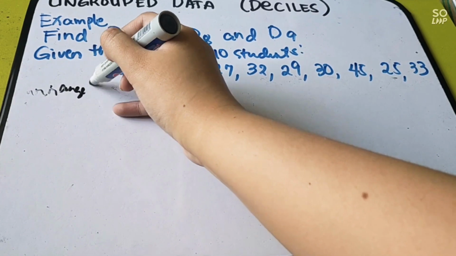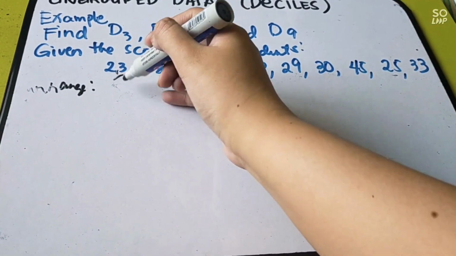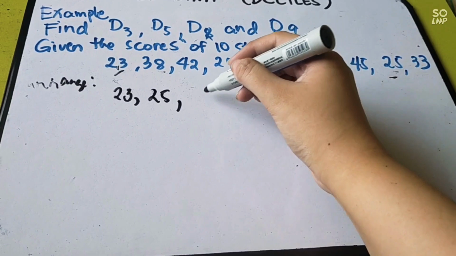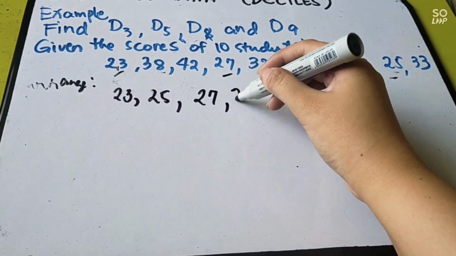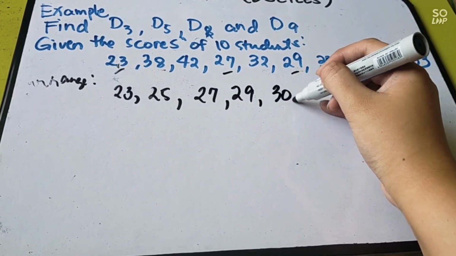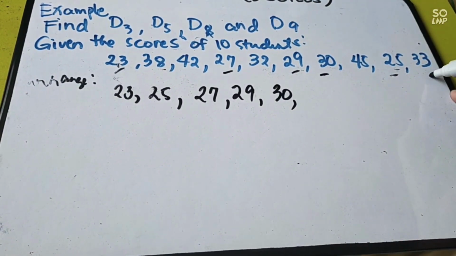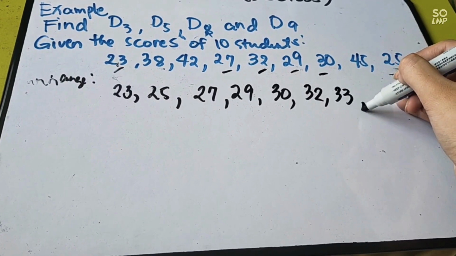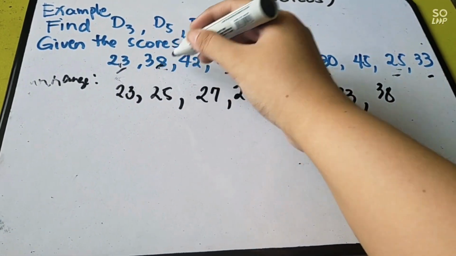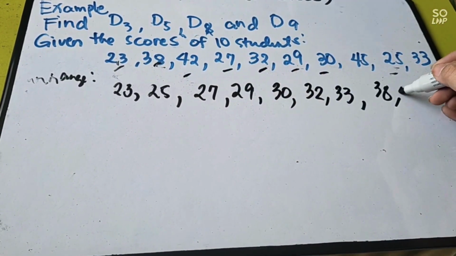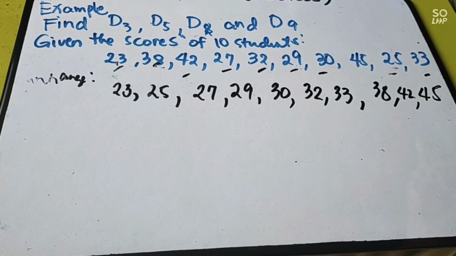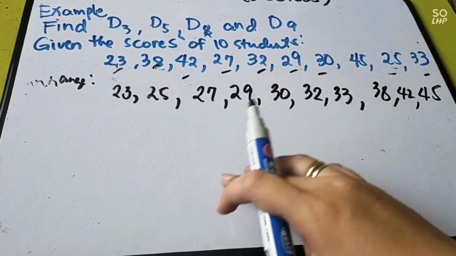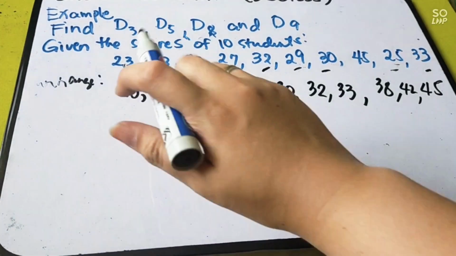So we have the lowest score of 23. Next, we have here 25. Next, 27. 29. 30, we have 32. Sorry, 32. Next, 33. Then, 38. Then, 42. And last one, we have 45. Let us check if we have 10. 1, 2, 3, 4, 5, 6, 7, 8, 9, 10. Okay, correct na. So, after that, let us find the third decile.